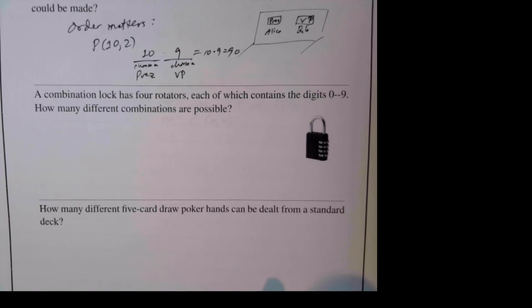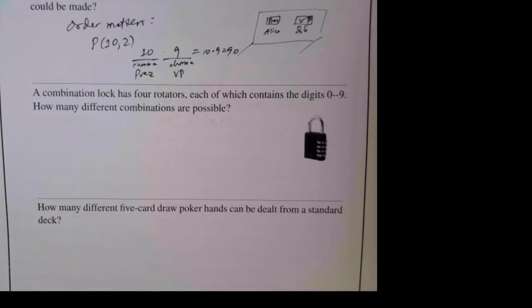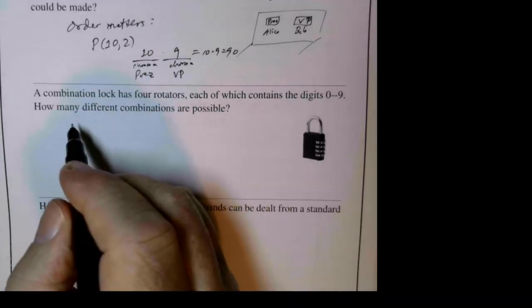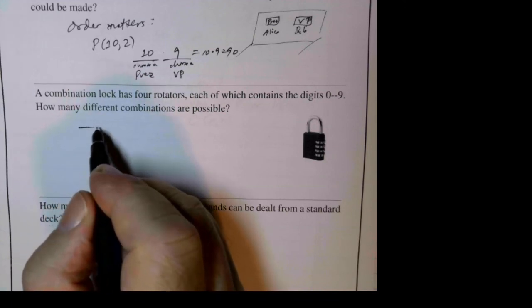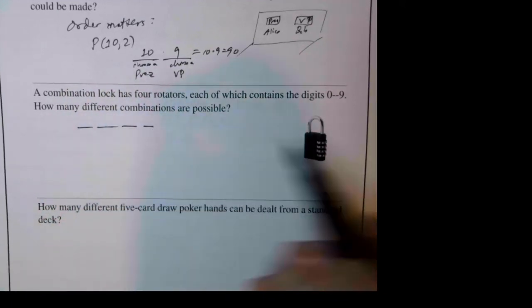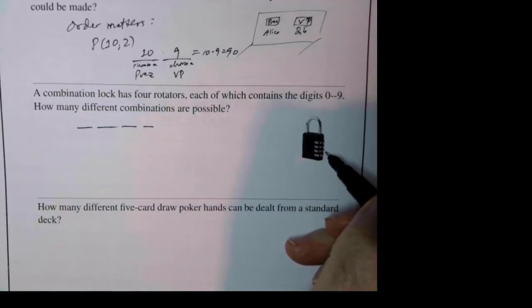Okay, here's a different sort of problem. A combination lock has 4 rotators, each of which contains the digits 0 through 9. How many different combinations are possible? Well, let's think about what a combination should look like. A combination will be 4 numbers, one for the first rotator, one for the second, and so on.